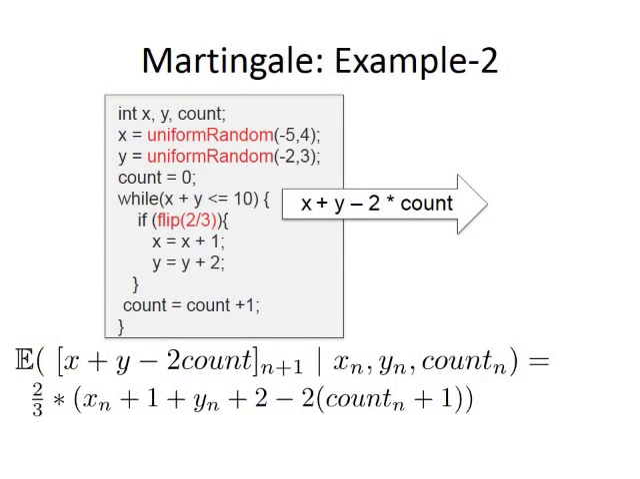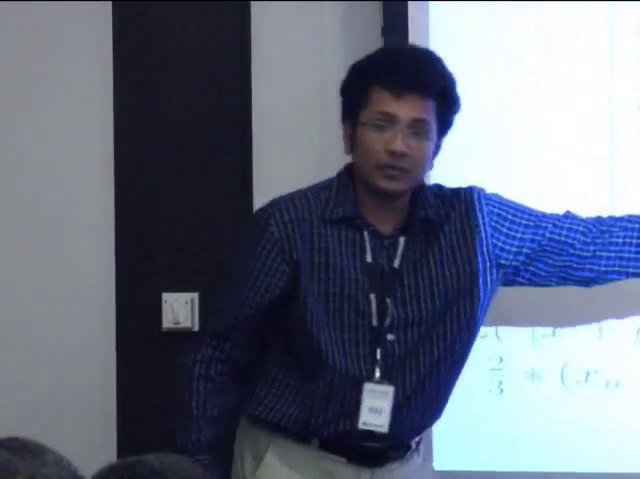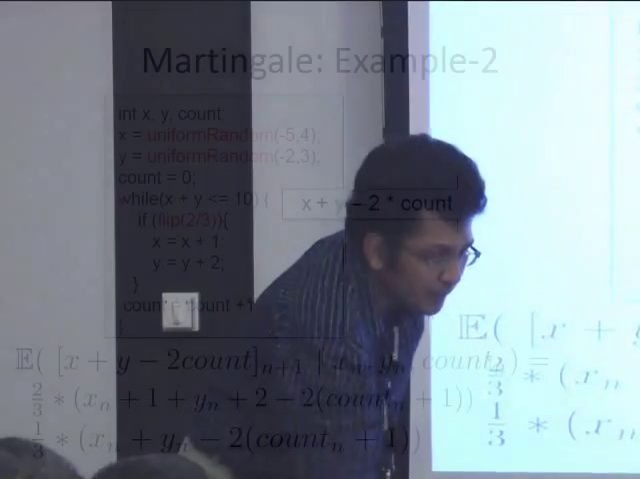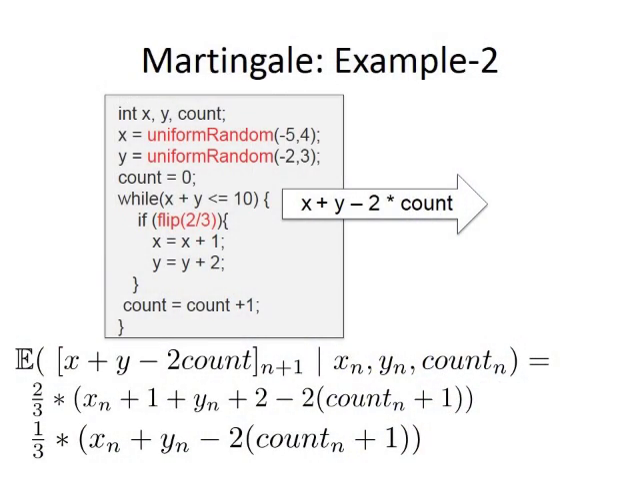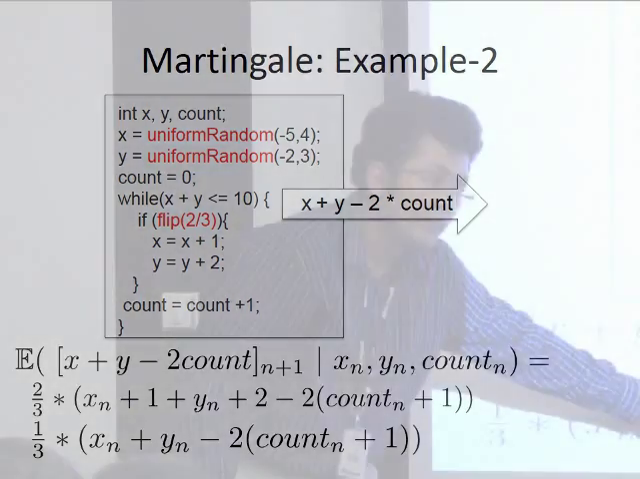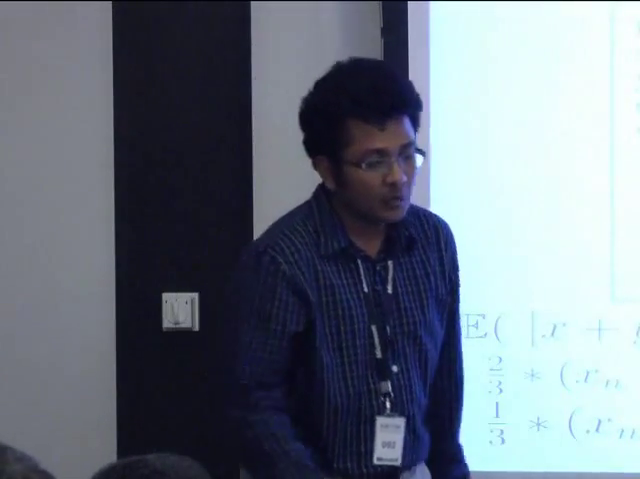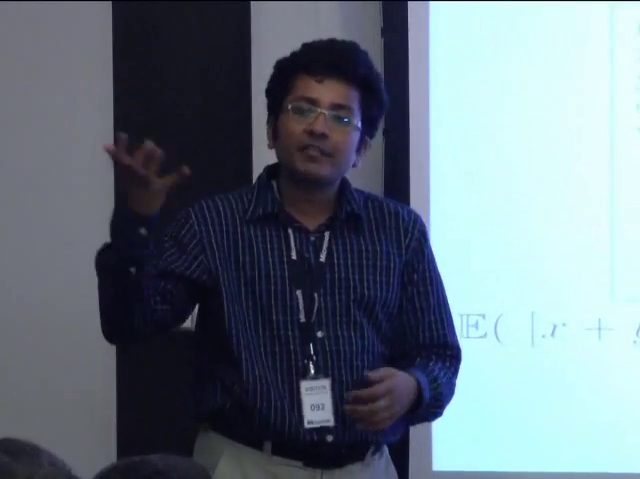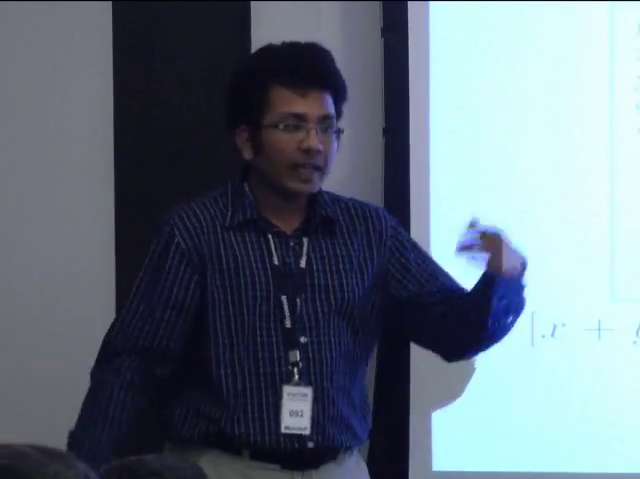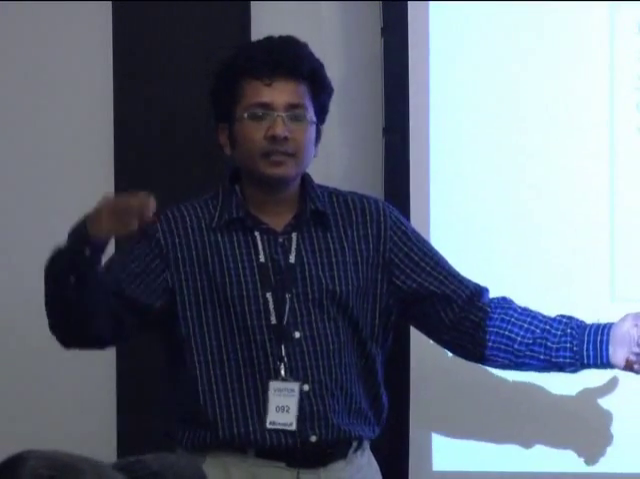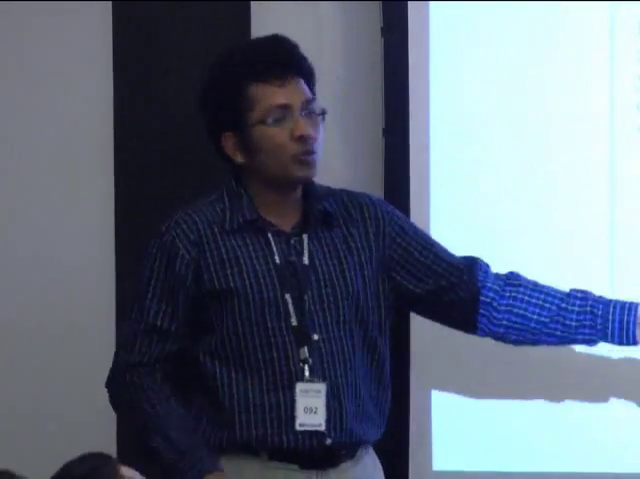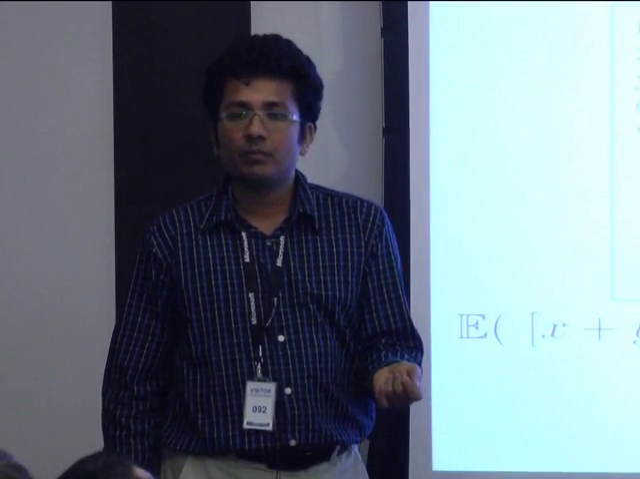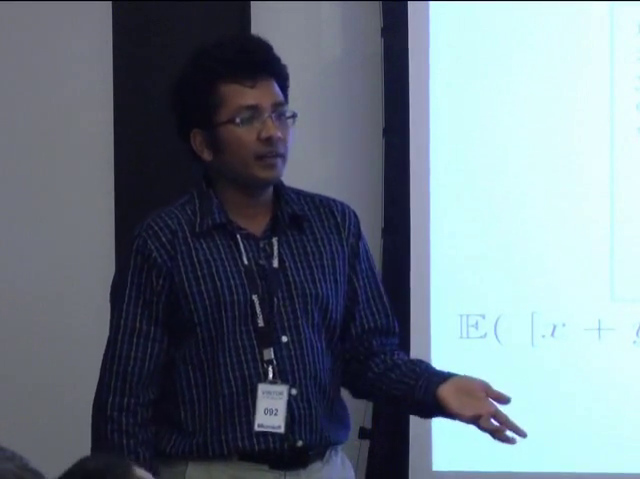Okay, so with two-thirds probability, x becomes x plus 1, y becomes y plus 2, count becomes count plus 1. With one-third probability, x remains x, y at n plus 1 remains y at n, and count becomes count plus 1. So do a simple calculation and you get back x plus y minus 2 times count. So what it says is the expectation of x plus y minus 2 count at the n plus 1th iteration of the loop is the value of x plus y minus 2 times count at the current iteration. Okay, and this makes it a martingale.